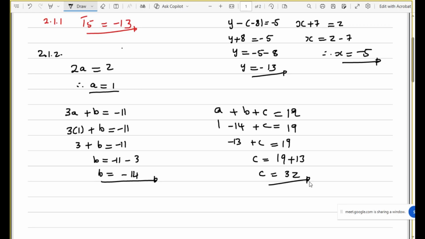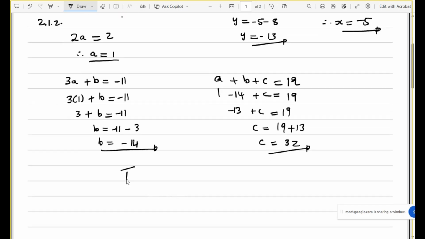And that's it. So remember the general term is in the form of Tn equals An squared plus Bn plus C. Therefore, where there's A, it's 1, so this is just n squared. And then where there's B, minus 14n plus 32. That's your Tn. You are done. You'll definitely get the marks.